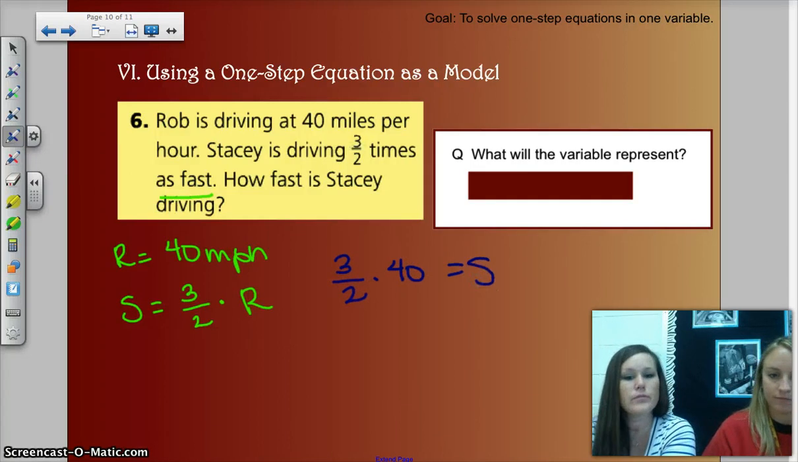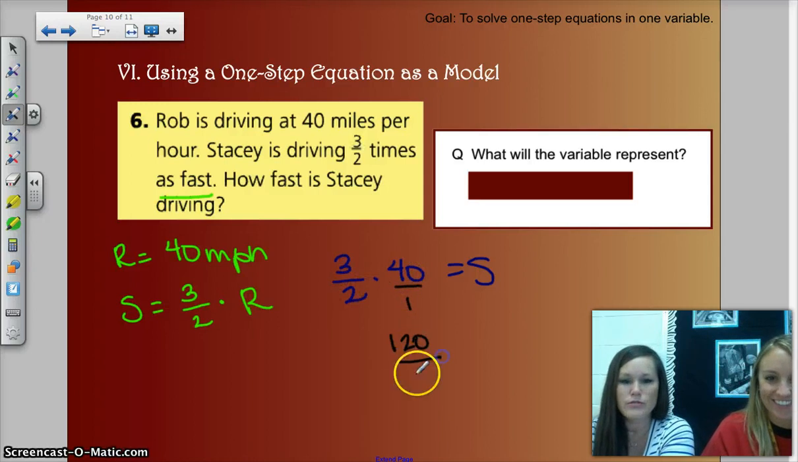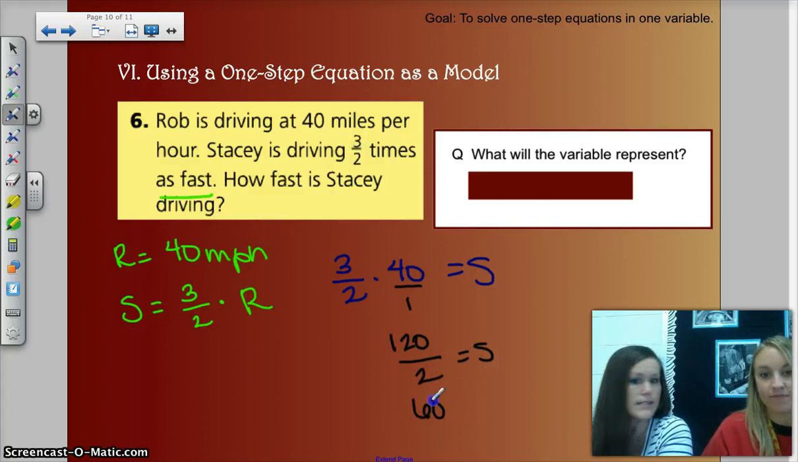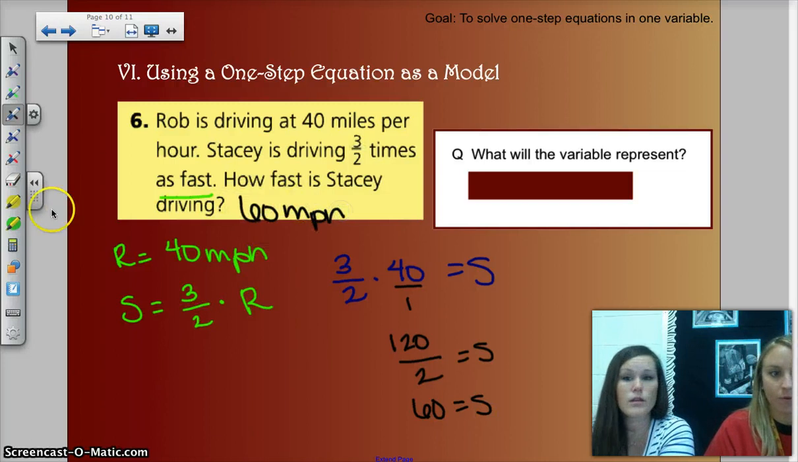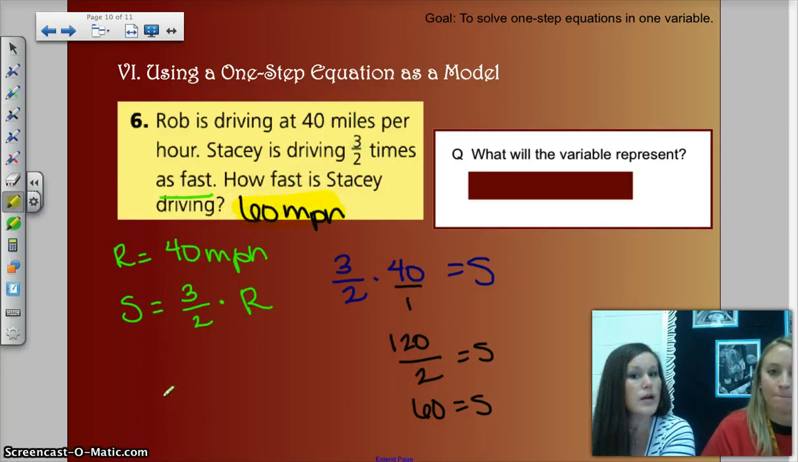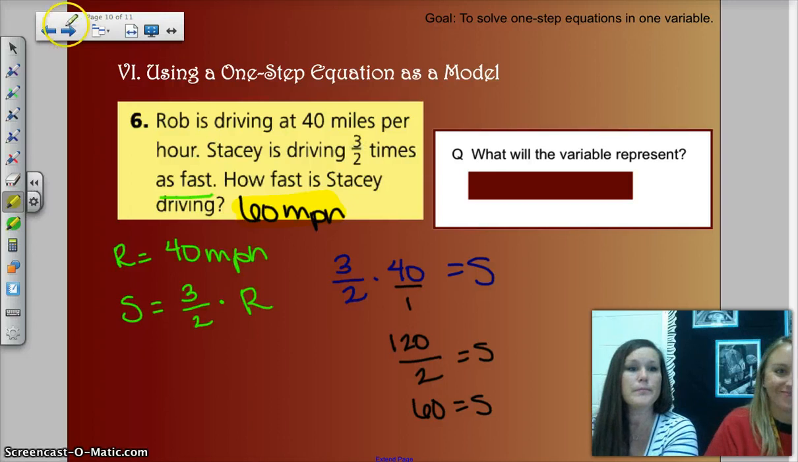So let's do it. Hidden under here is a 1. 3 times 40 is 120 over 2 equals Stacy. 120 divided by 2 is 60. So Stacy would be going 60 miles per hour. Remember to have your label. It must have mph or miles per hour. Okay, let's keep going.